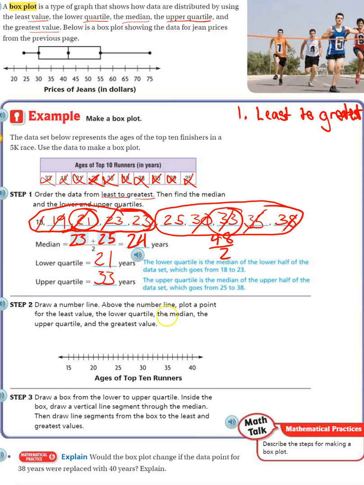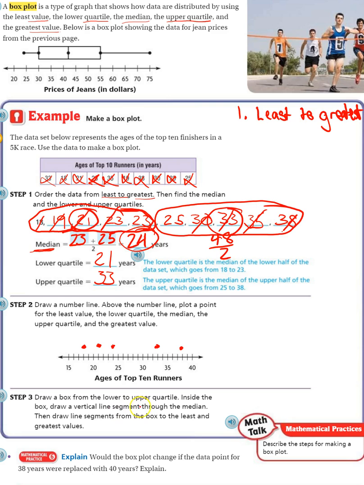Okay, draw a number line. Above the number line, plot a point for the least value, the lower quartile, the median, the upper quartile, and the greatest value. The least value, the smallest number, was 18, so that's going to go right here. The lower quartile was 21, so that's going to go right here. The median was 24, so that's going to go right here. The upper quartile was 33, so that's going to go right about here. And the greatest value was 38, so that's going to go about here.